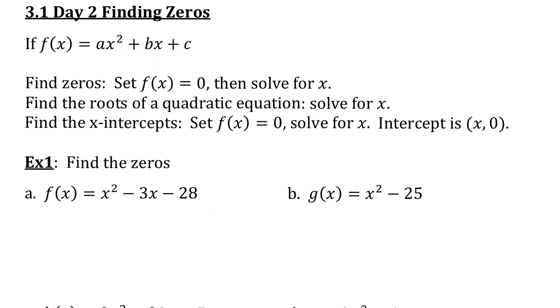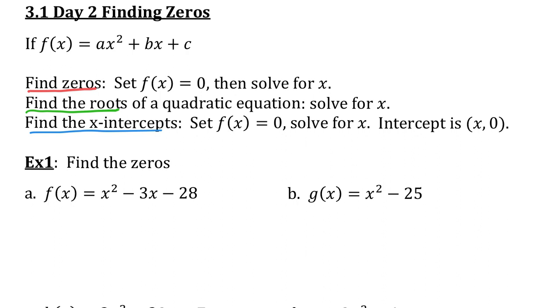Okay, if they ask you to find the zeros, all they're asking you to do is set the equation equal to 0 and then solve for x. If they ask you to find the roots of a quadratic equation, or any equation actually, all they want you to do is solve for x. And if they want you to find the x-intercept, they still want you to set it equal to 0 and solve for x. The only difference is when you write your answer, it'll be x comma 0 because an x-intercept is an ordered pair. Okay, so this is all things we've done before. We're just officially telling you that this is what it's asking for.